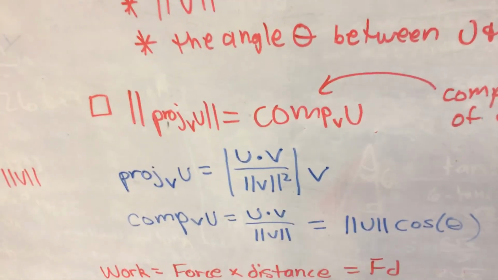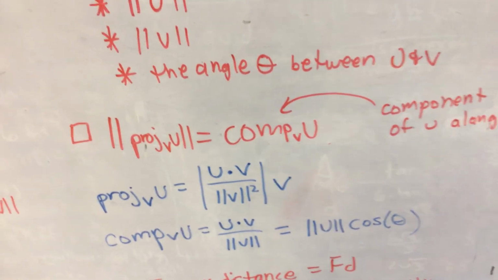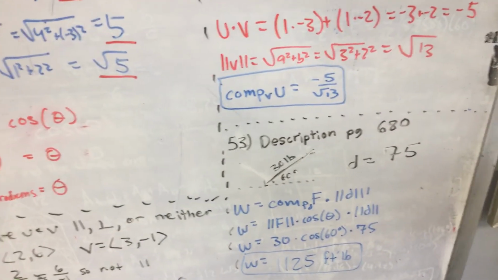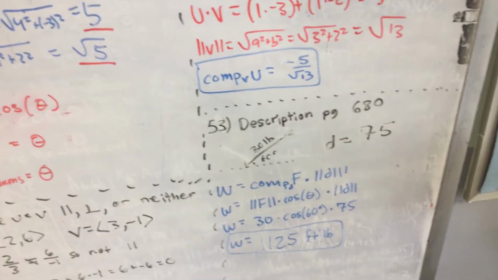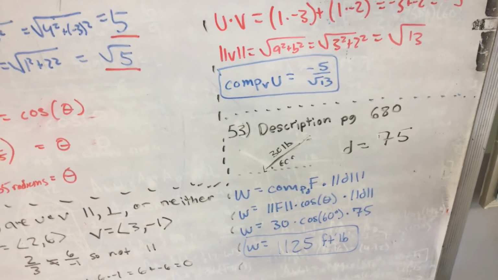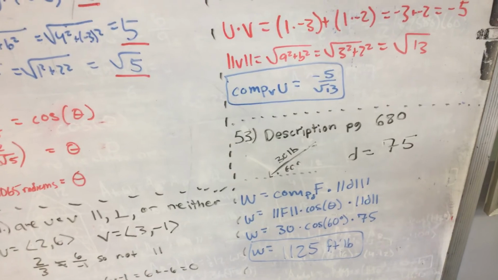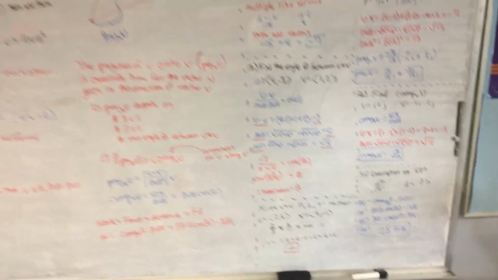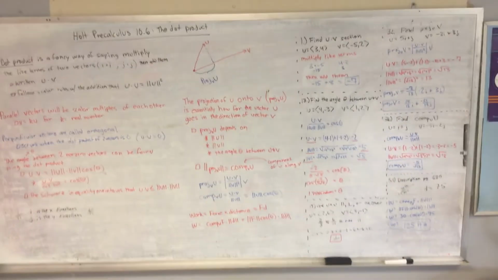So we just take advantage of the second part of our component formula. Then the component of u onto v is equal to the magnitude of u times the cosine of theta. Our theta here is 60, our u is 30, and our d is 75. So we plug them in, we get 30 times the cosine of 60 degrees times 75. These problems are pretty easy in this section. Just make sure you don't get confused about the angle.